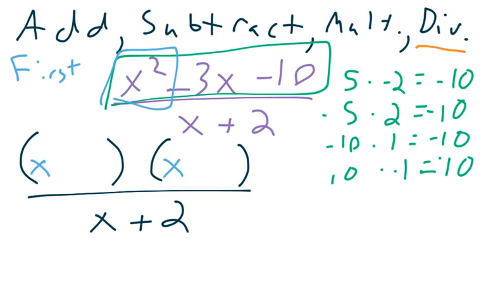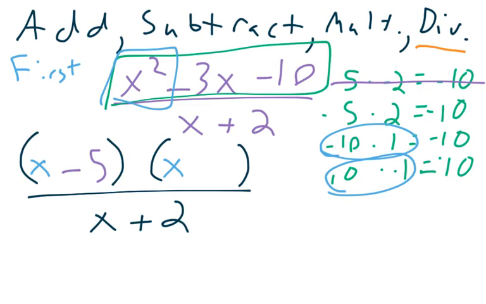And so what we have to do is see which of these sets of numbers, when I add them together, gives me negative 3. So when I add 5 and negative 2 together, I get positive 3. So it's not that one. When I have negative 5 and 2, when I add them together, I get negative 3. And then negative 10 plus positive 1 gives me negative 9. And 10 minus 1 gives me positive 9. So that means it's got to be negative 5 plus 2.